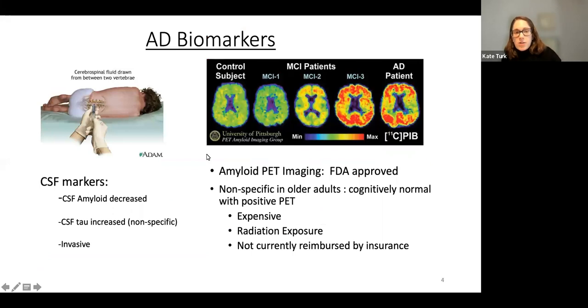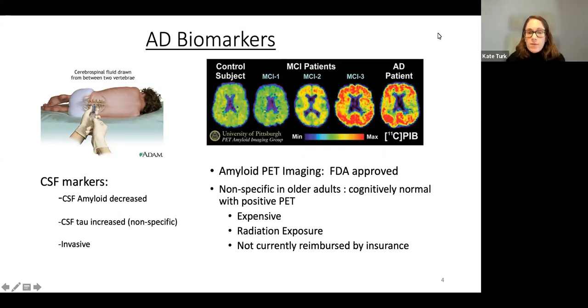So currently there are two classic classes of Alzheimer's disease biomarkers. The first are CSF markers, which can be reliable. We look for decreased amyloid levels and increased tau levels. The tau levels are relatively non-specific for Alzheimer's disease, and increases can happen in many neurodegenerative conditions. The downside here is that this is an invasive technique that not all patients want to undergo.